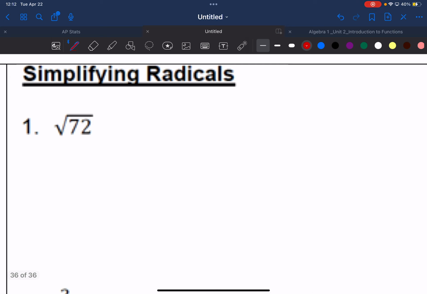And this part says simplify radicals. So we can't just leave the square root of 72 as the square root of 72. We have to simplify it using what? The prime factor tree. And remember, with that, we always start with 2 until we can't use 2 anymore. So how many times does 2 go into 72?